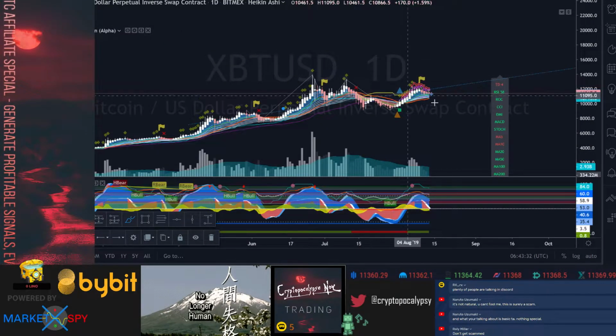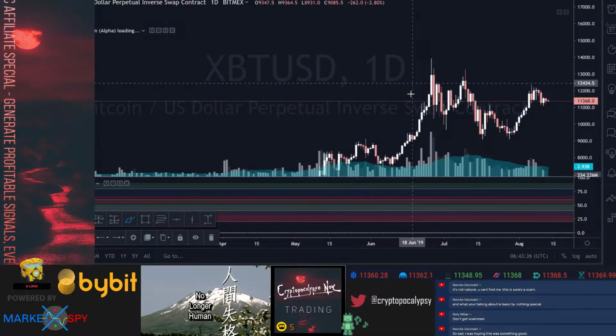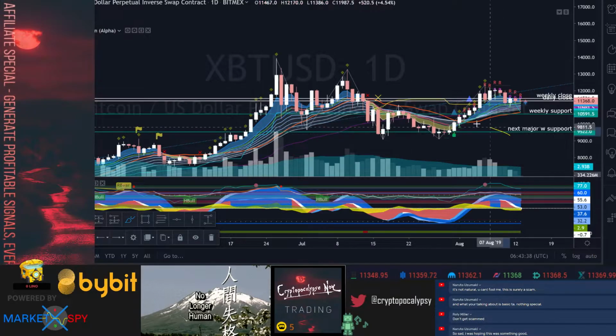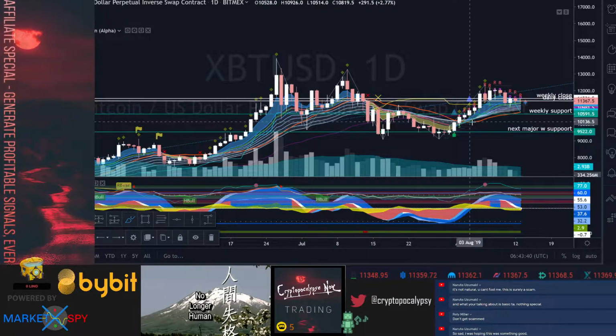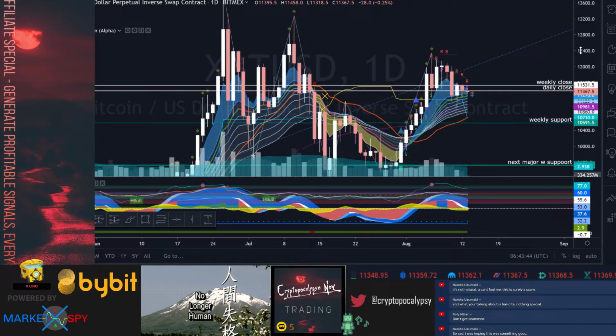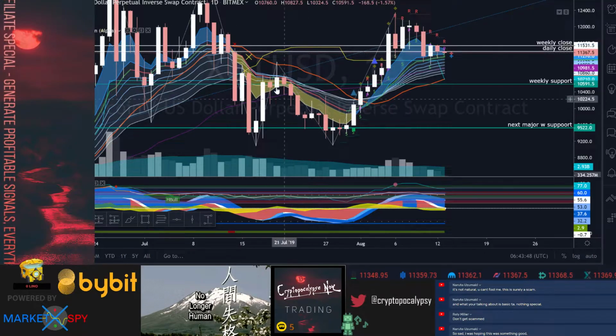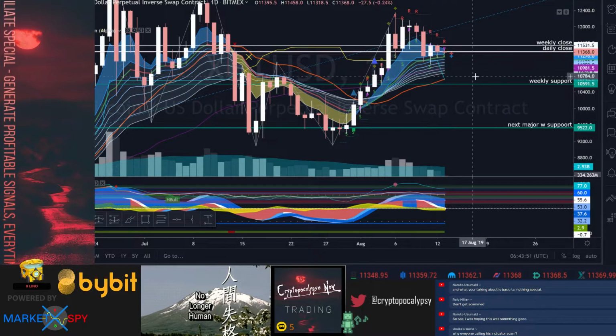Going back to the daily, if we switch our candles to the traditional candles, we will see similar patterns happening over here.